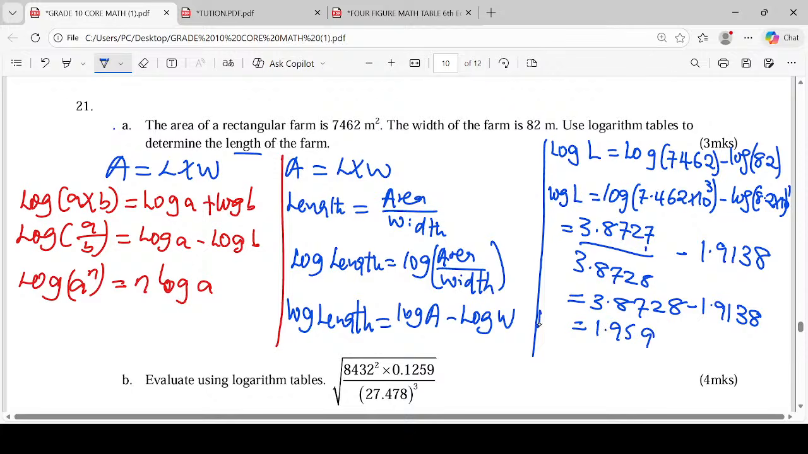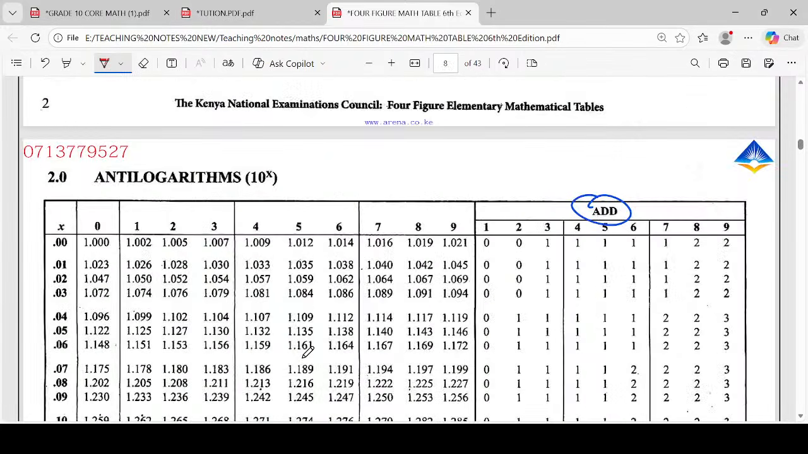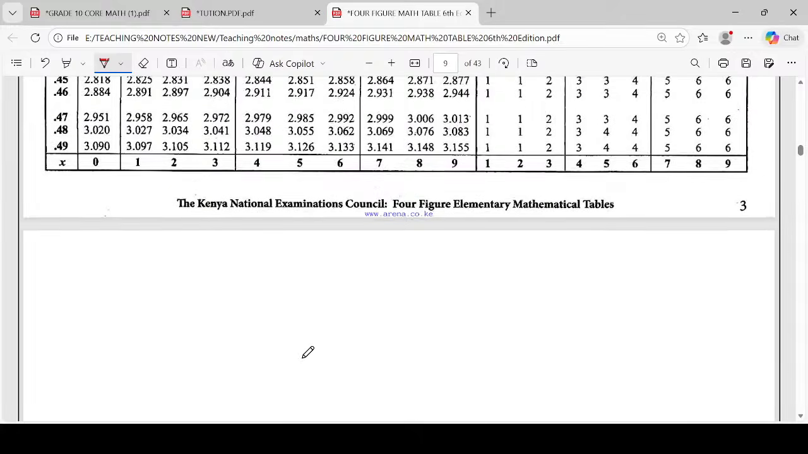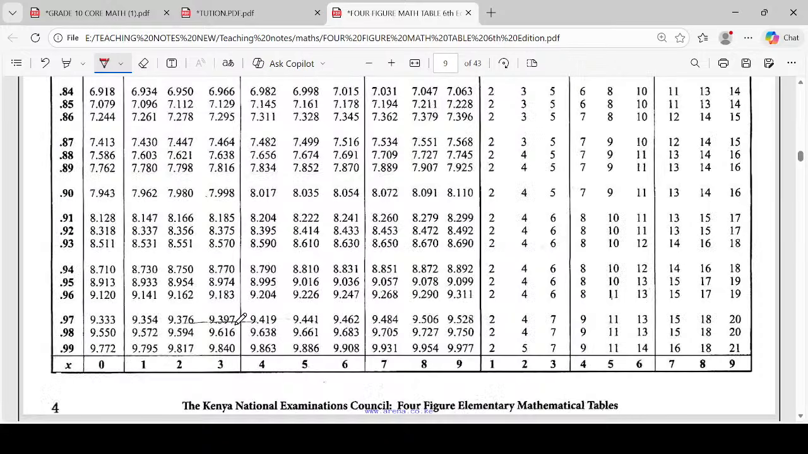This is like saying log L is equal to 1.959. Then after that, we need now to read the antilog of that value. To get L, we are now going to read the antilog. This is like saying 10 power 1 times 0.95 then 1. Under the antilogs, 0.95 then 1, 9501 is 8.933.